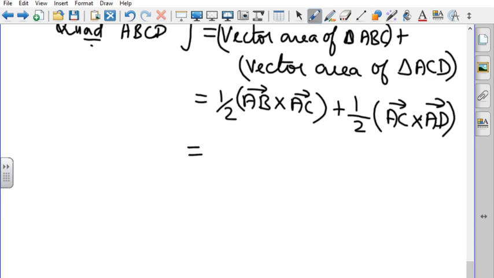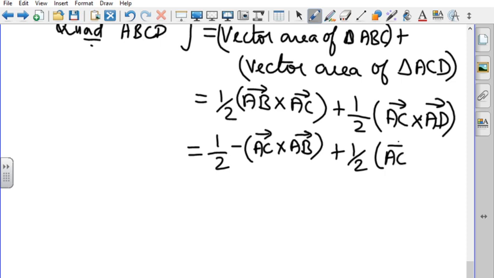So let us change half of minus of AC vector cross AB vector plus half of AC vector cross AD vector.